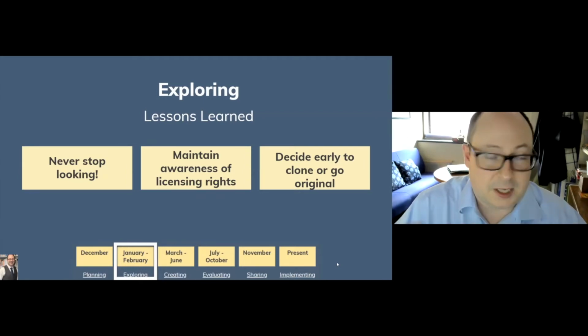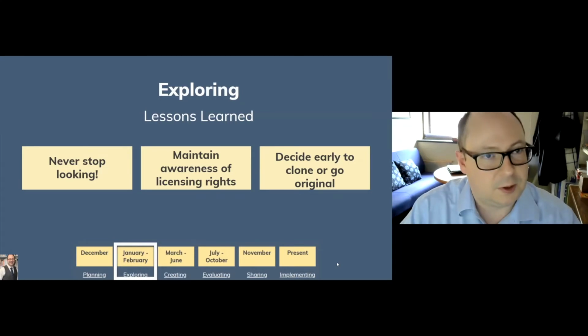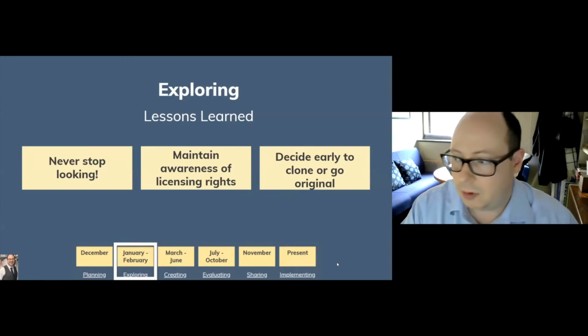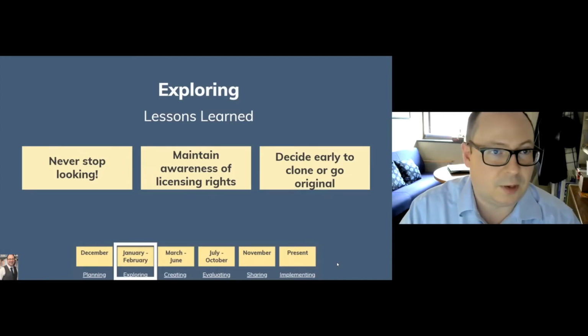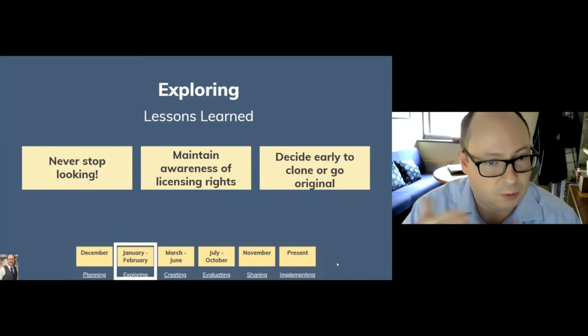And as it turns out, kind of the one resource that we really fell in love with didn't even come along until after most of our initial exploration process was over. So constantly go back, constantly look, because you never know what might be out there. You might also want to be aware of what sort of licensing rights are available in these various OER products that you might be canvassing, and just kind of maintain a general awareness of what those rights are and what you can remix and maybe what you can't.